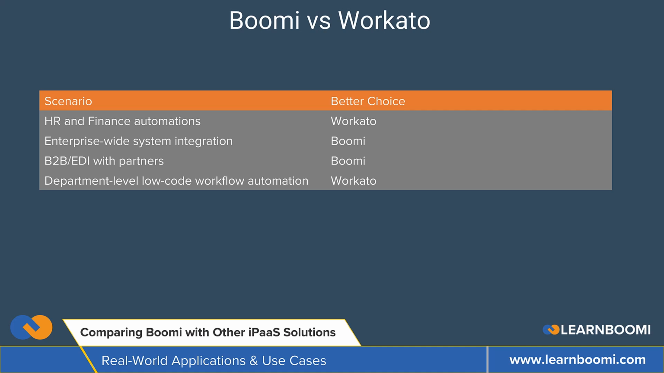Workato is basically known as an automation-focused iPaaS solution. It is popular with business teams, HR, finance and operations, mainly due to ease of building automations and workflows. What are the strengths of Workato? It is very business-friendly and simple to use. It has strong automation recipes, good for departmental automations and quick deployments.